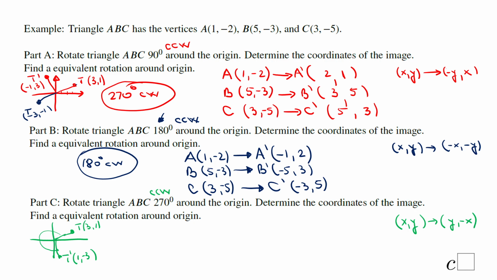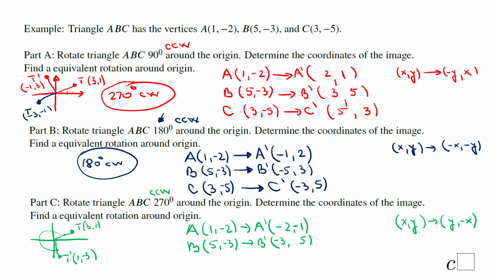Okay, so now let's take a look at our problem. A, which is 1 and -2, becomes what? A prime. I'm gonna switch them, and I need to change the sign of x, so that means this becomes negative. B, 5 and negative 3, becomes B prime. Again, what do we want to do here? We switch them.